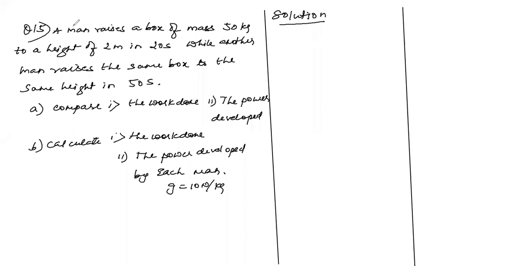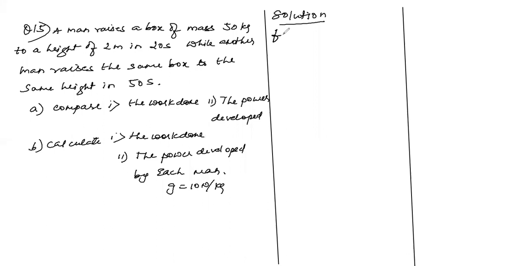Question number 15, children. A man raises a box of mass 50 kg to a height 2 meters in 20 seconds. मतलब एक आदमी है बेटा, he raises a box of mass 50 kg to a height of 2 meters in 20 seconds. Another man, second man, he raises the same box to the same height. Oh, 50 seconds में time ज़्यादा लग गया. Compare the work done and the power developed. Also calculate the work done, the power developed by each man. So 2 questions are there.